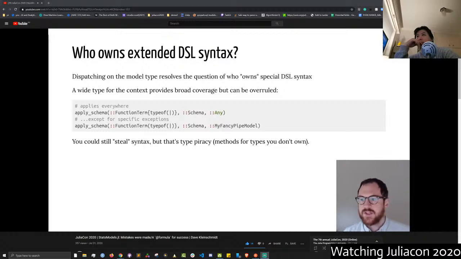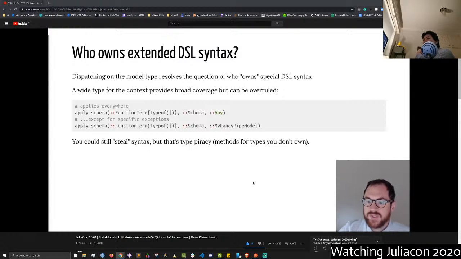Okay. So I think this is actually really, when we hit on this solution, it wasn't obvious at first, but I think it actually is quite elegant because it relies on the normal Julia mechanisms for adjudicating disputes between packages about who owns a particular function, a particular method, a function, and type signatures, right? So you could define a very wide context type where your syntax applies, but then it can be easily overruled if somebody comes along and defines a narrower type that applies only to their specific model, right?